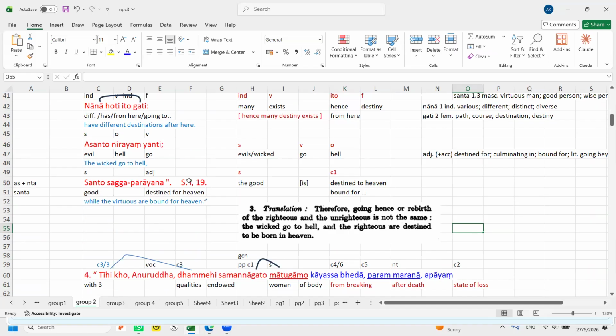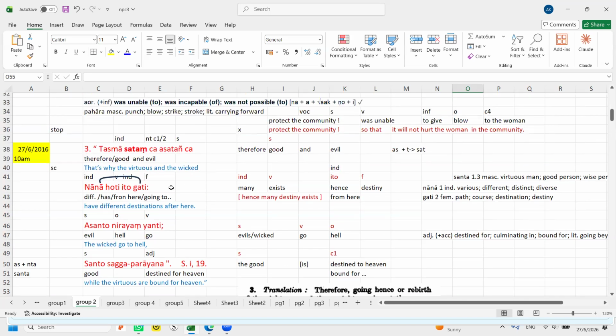So the translation, this is a glossary. Translation given for this is: therefore going hence, or rebirth of the righteous and the unrighteous is not the same. Do you think the translation is like that? Of course, this is the meaning, correct lah. Wicked go to hell, okay. Righteous destined for heaven. So this one line, okay, are not the same. But here you cannot find it, not the same.